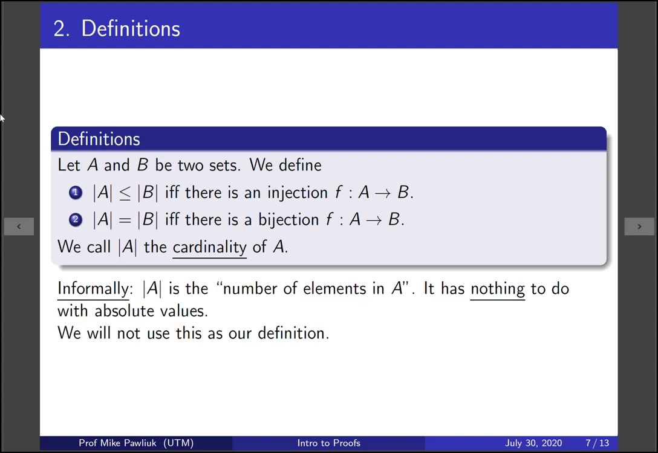Informally, the cardinality of A is going to be the number of elements in A. And be warned that it has nothing to do with absolute values. This is sometimes a common misunderstanding, that people think that this has to do with the absolute value. So you can think of it informally as the number of elements in A, but we're not going to use that as our definition. We're going to use these two things. So note that these two definitions say how to compare two cardinalities, they don't tell you how to compute a given cardinality. And that's something for a later course.